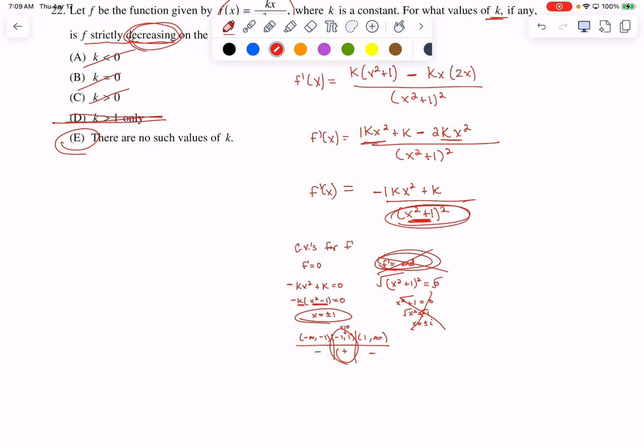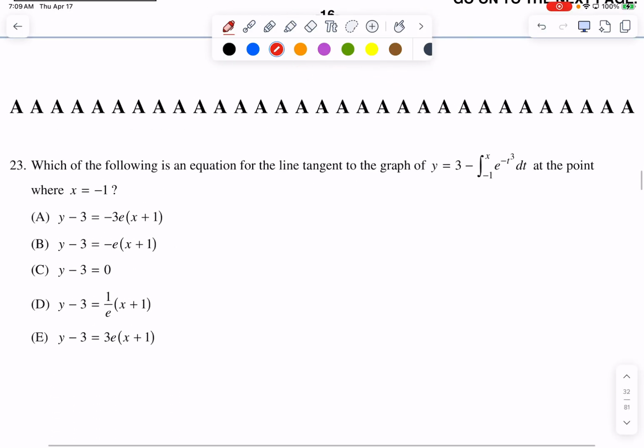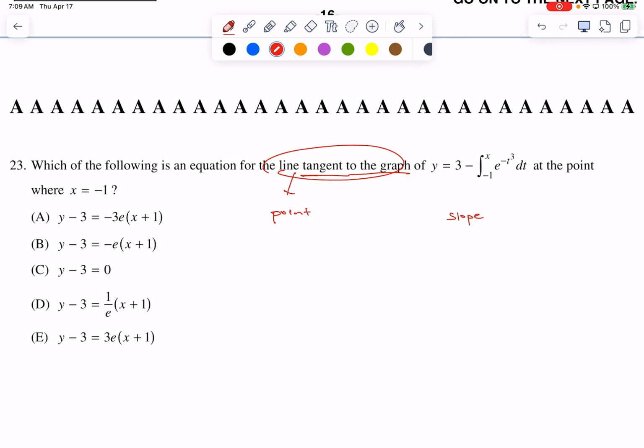So a little tougher problem. You've got to think about it. This one right here: which of the following is an equation for the line tangent to the graph? Now, before I go any further, what do you need to be able to do a tangent line? A point and a slope. So we need a point and we need a slope. Then they give us this equation, y equals 3 minus the definite integral from -1 to x of e to the negative t to the third dt, at the point x equals -1.